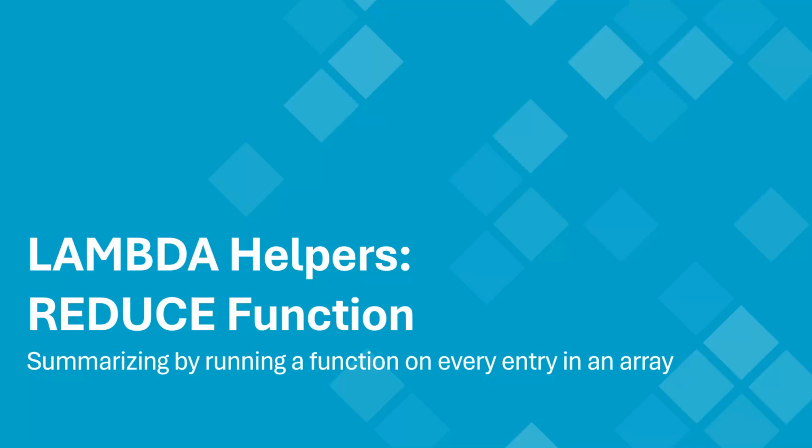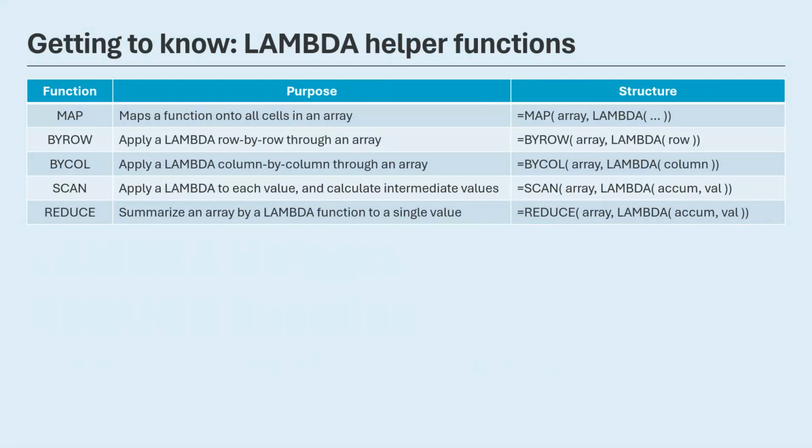In the last few years, Microsoft has introduced several different functions whose whole job is to help the Lambda function do whatever it wants to do. In this video, we'll talk about what the reduce function does. So this comes into a family that includes map, byrow, bycol, scan, and reduce. And it's all about how to apply a specific Lambda function.